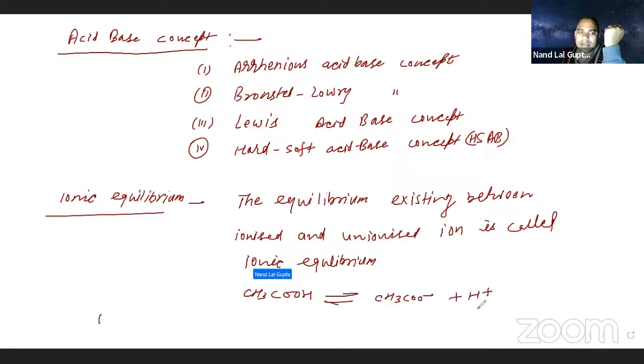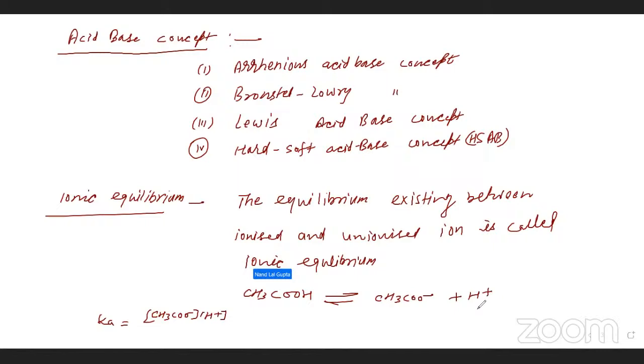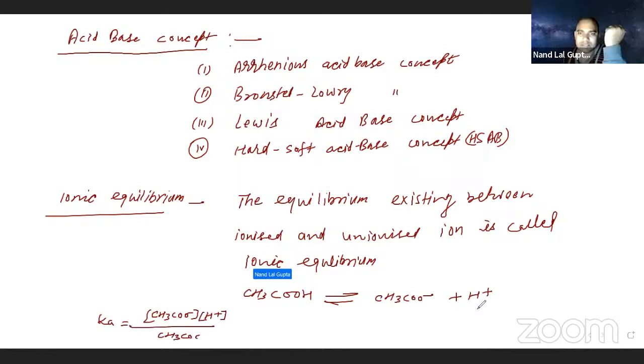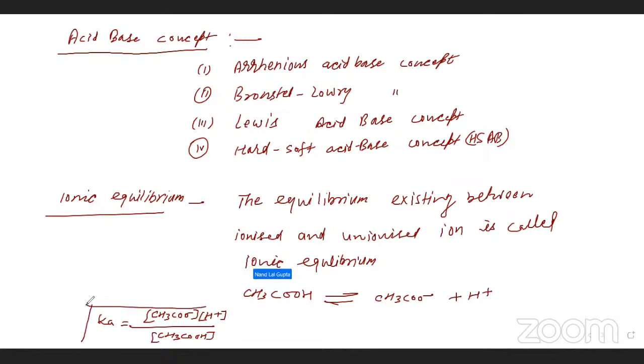So if you write Ka, the acid dissociation constant, it is the product of the molar concentrations of the products, CH3COO minus and H plus, divided by the concentration of CH3COOH. Getting it? No.